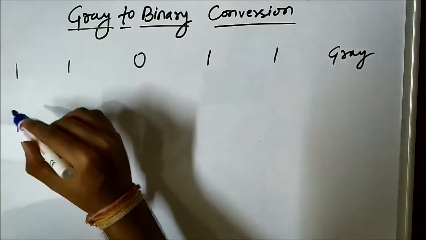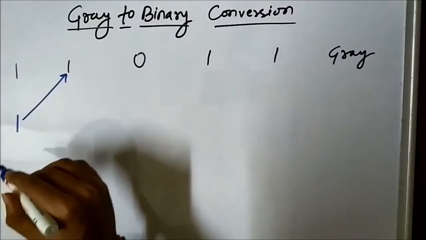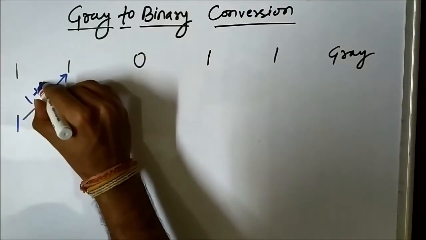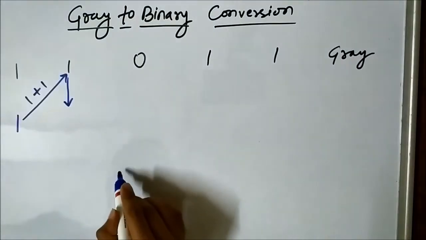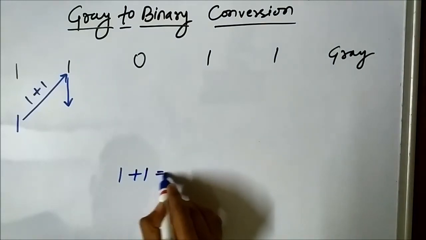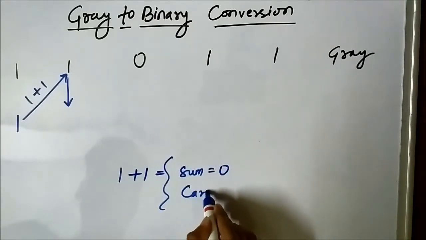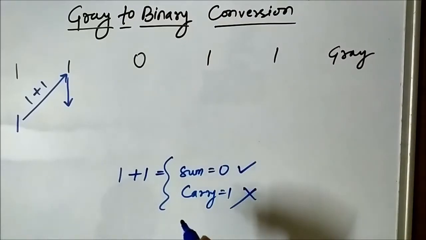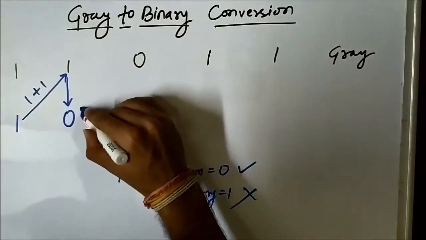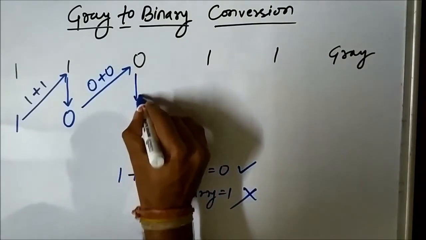Next, we will add this with this bit. We have to perform 1 plus 1. Here we know that while adding two 1 bits, the sum is equal to 0 and the carry is equal to 1. We will consider the sum equal to 0 and discard the carry. So the result will be 0. Next we will add this 0 with this 0, 0 plus 0. The result will be 0.